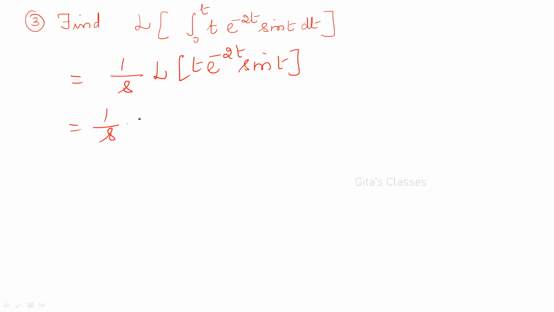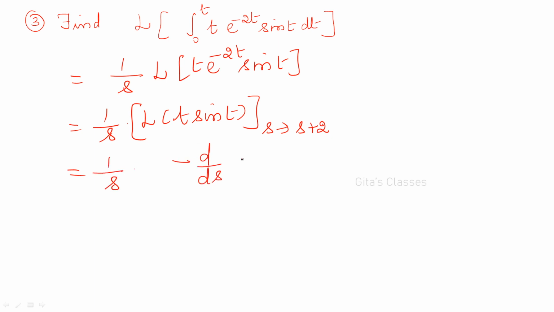L of e power minus 2t. So find, without e power minus 2t, L of t sin t. You have to find out, in which s should be replaced by s plus 2, because e power minus 2t, that is 1 by s into, what is L of t sin t? Minus d by ds of L of sin t, in which s should be replaced by s plus 2.